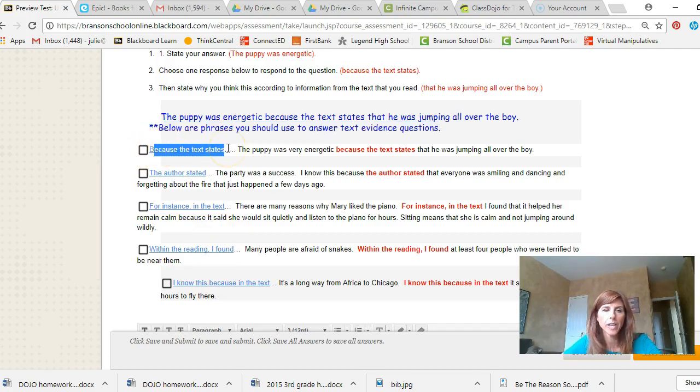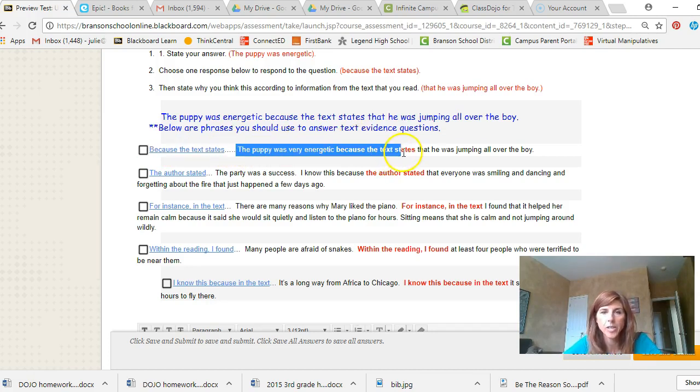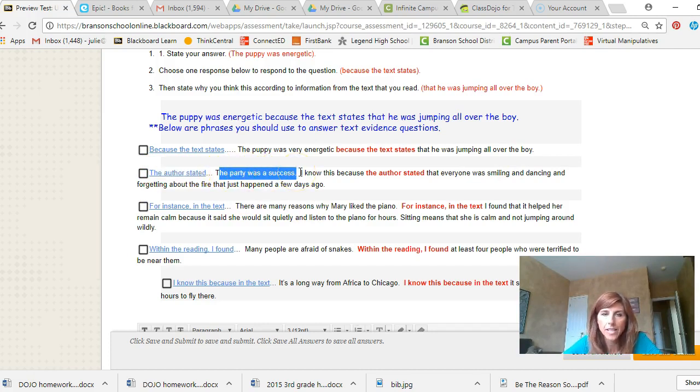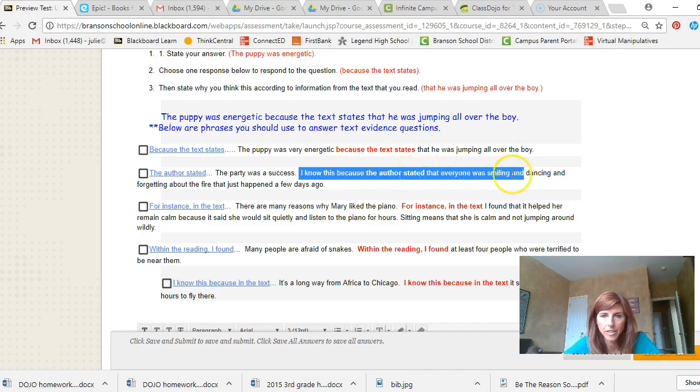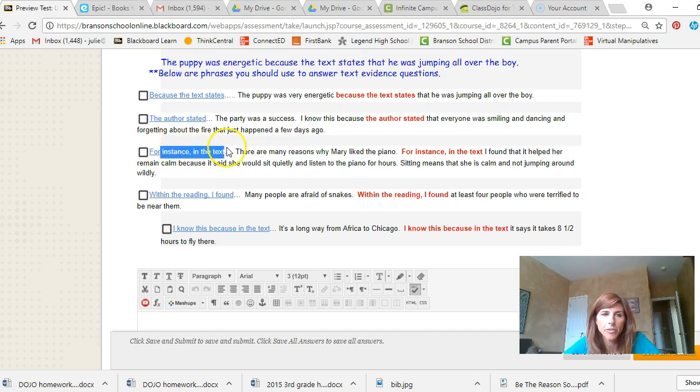So, "because the text states." We just went over a sentence that used that. The puppy was energetic because the text states that he was jumping all over the boy. You can respond this way: "The author stated." So let's say, for instance, this was a question: The party was a success. I know this because the author stated that everyone was smiling and dancing and forgetting about the fire that just happened a few days ago. Whoa. Okay, you could respond by saying "for instance, in the text."